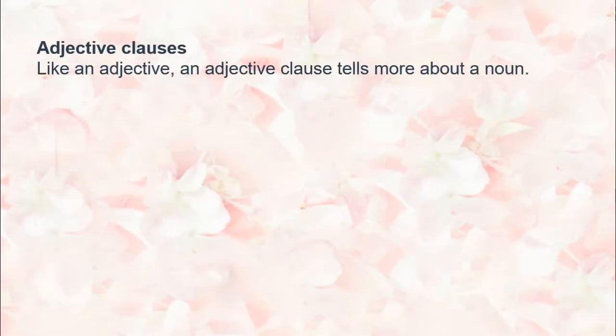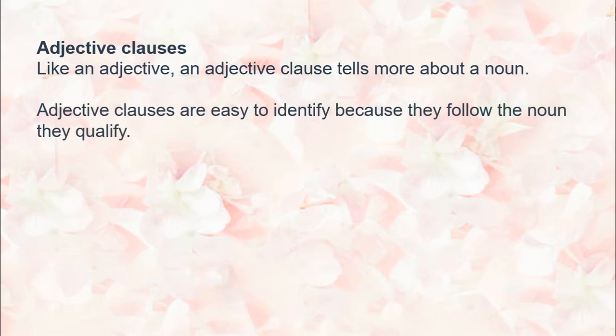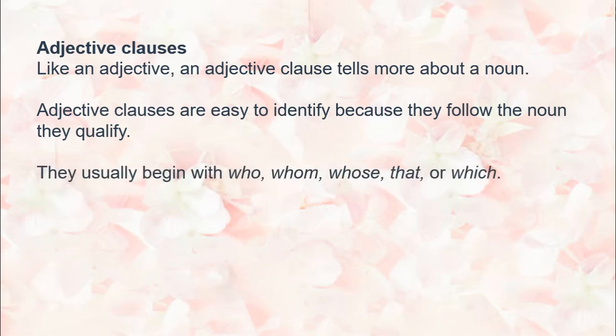Adjective clauses. An adjective clause tells more about a noun. Adjective clauses are easy to identify because they follow the noun they qualify. For example, they usually begin with who, whom, whose, that, or which. So always keep in mind that an adjective indicates words which modify a noun or pronoun.